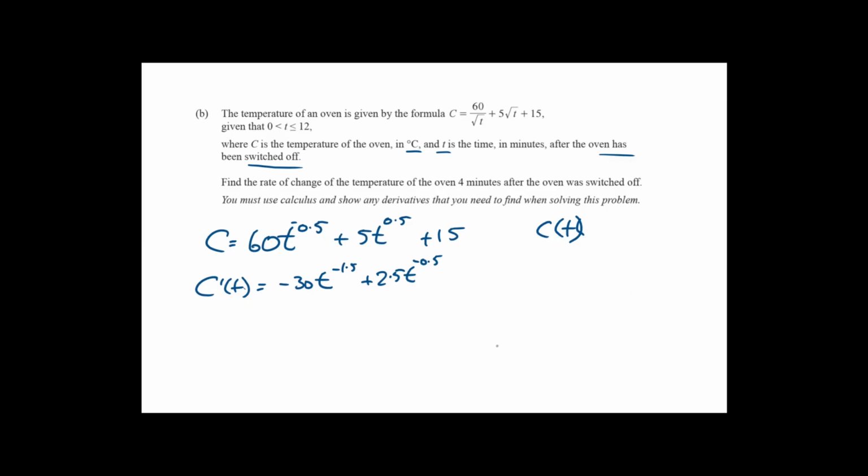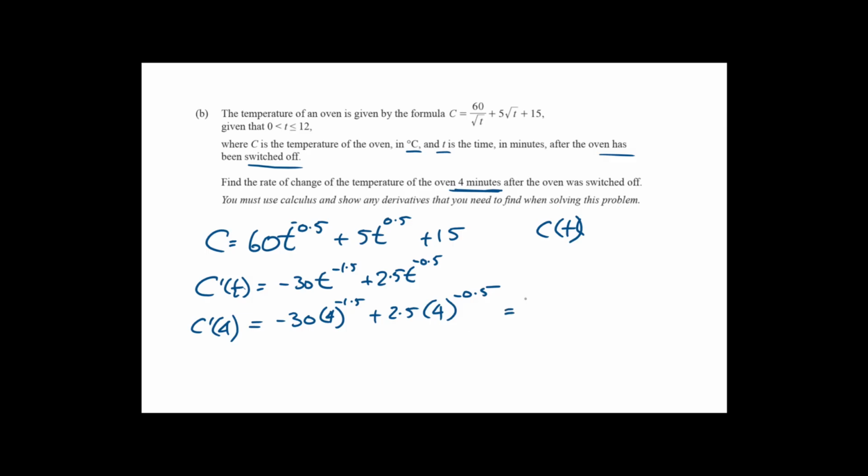Now we're asked to say, is this going to be positive or negative after 4 minutes? It's probably going to be negative. We hope it's going to be negative because we don't get heat from anywhere. So we want C prime of 4. So it's going to be negative 30 times 4 to the power of negative 1.5 plus 2.5 times 4 to the power of negative 0.5.